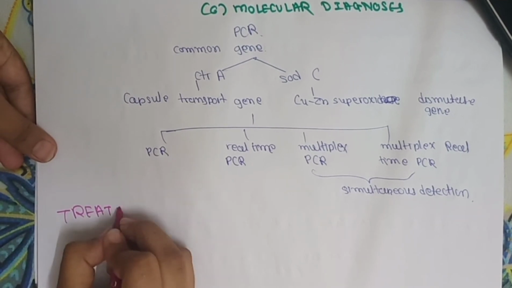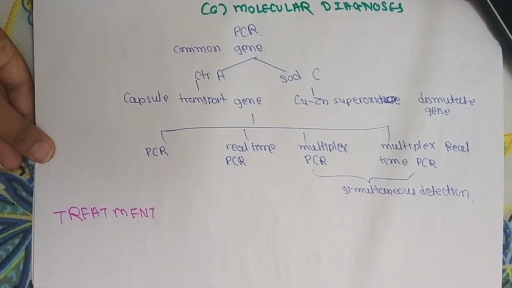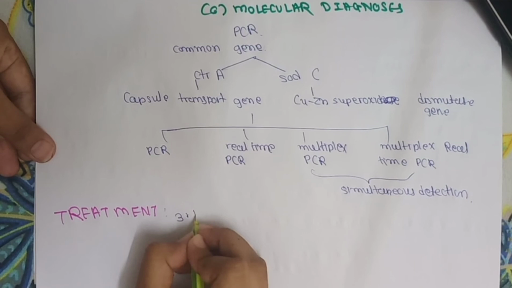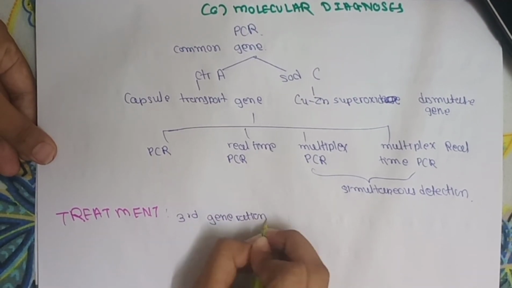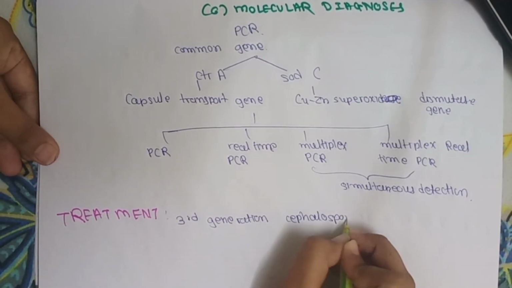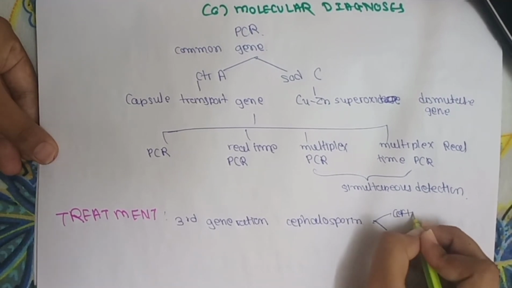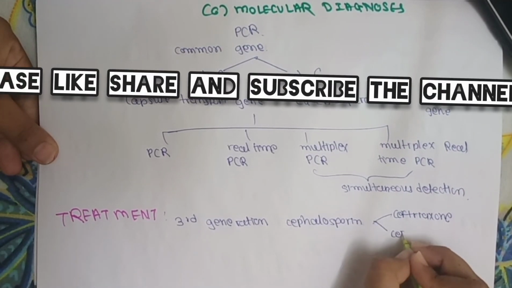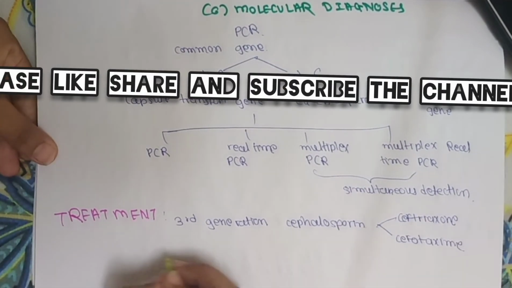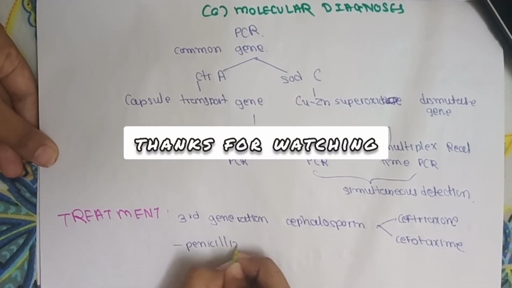Now the treatment. For the treatment of Neisseria meningitidis, drugs of choice are third generation cephalosporins such as ceftriaxone and cefotaxime, and they are given for 7 days, and we can also give penicillin.